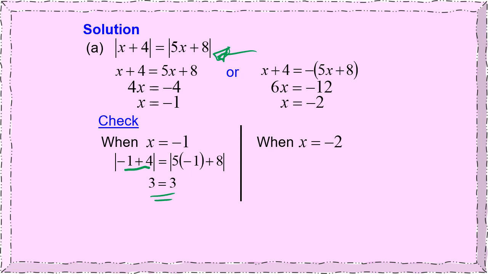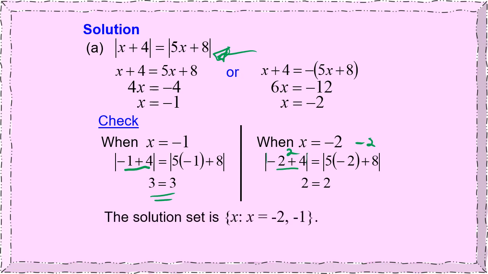When x equal to -2, what do we get here? We have absolute of -2 plus 4, and the right hand side we have absolute of 5 multiplied by -2 plus 8. The left hand side we get 2, the right hand side we get -2. But because we have absolute on both sides, what we get is 2 on the left and right. So it is the same. It satisfies the question, so we can take both values as the answer. So the final answer, the solution set is x equal to -2 and -1.